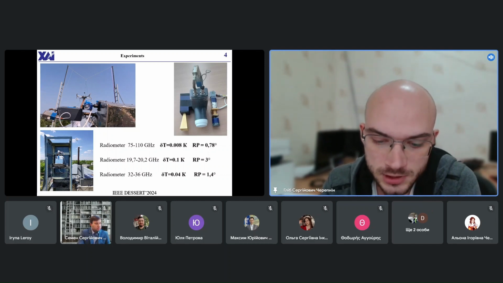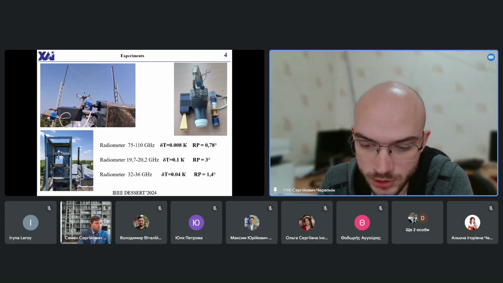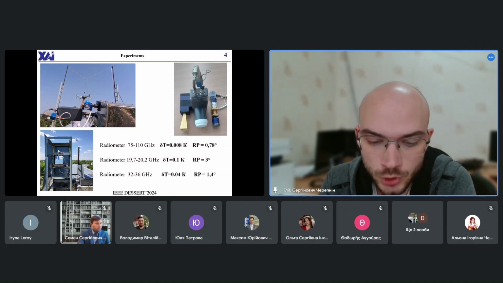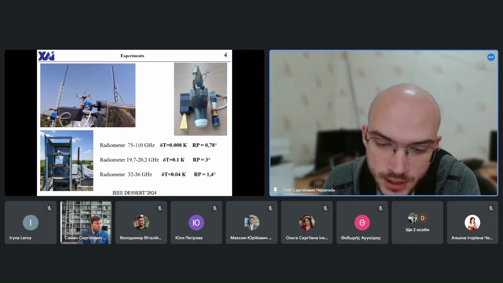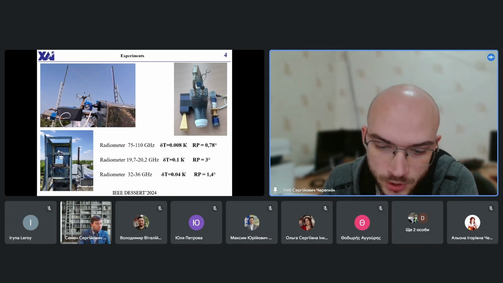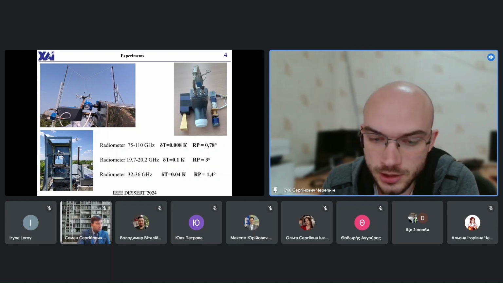At the same time, the measurements were carried out with the help of receiving devices with a high sensitivity of no worse than 0.1 Kelvin, and the sensitivity of the radiometer in the 3 mm range reached a unique value for Ukraine and an advanced level in the world.